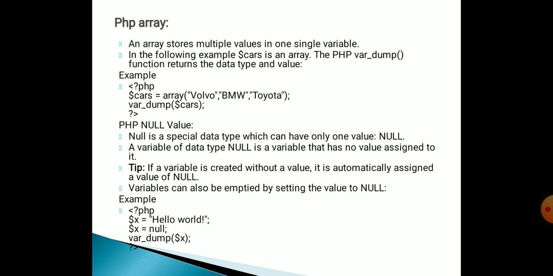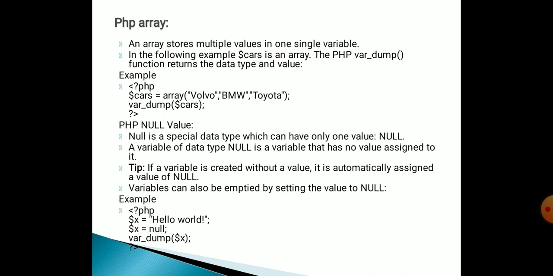PHP array. An array stores multiple values in one single variable. In the following example, cars is an array. The PHP var_dump function returns the data type and value.